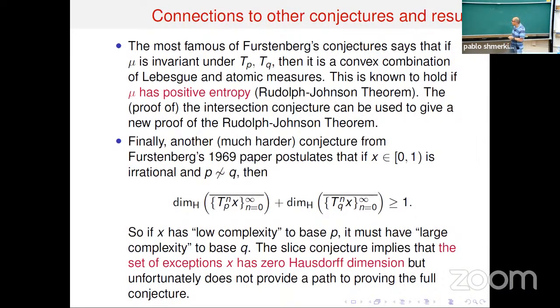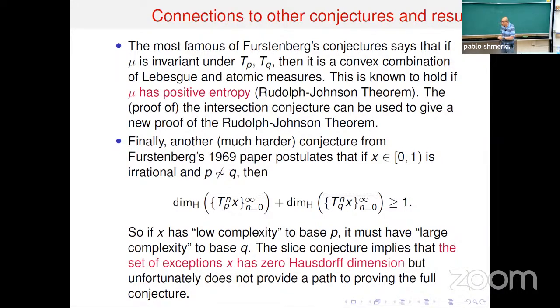Well, I don't know, but it's certainly very hard. So it's another conjecture of Furstenberg from the same paper. He says that for any irrational number x, we can look at these two numbers. Okay, they are defined in maybe a strange way if you have never seen this before. So we look at the orbit of x under multiplication by p, take the closure, take the Hausdorff dimension.